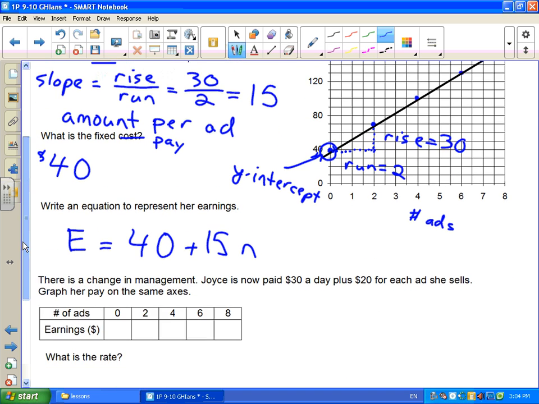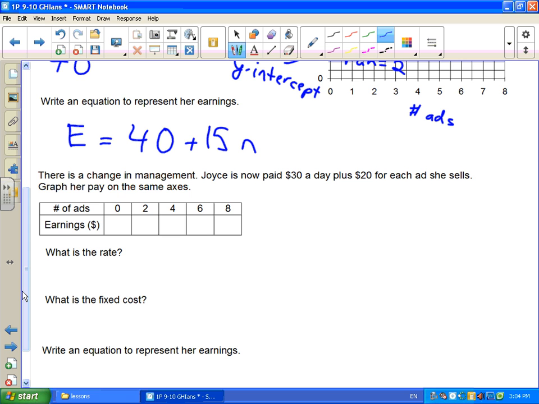Okay. Now, let's take a look at the second part here. The company she works for changes its management. Now all of a sudden she's paid $30 a day plus $20 for each ad that she sells. Let's make a graph of what her pay would look like now. Let's do this in a different color. Let's go to green here. So now if she sells 0 ads, how much does she make each day? $30. Yeah.